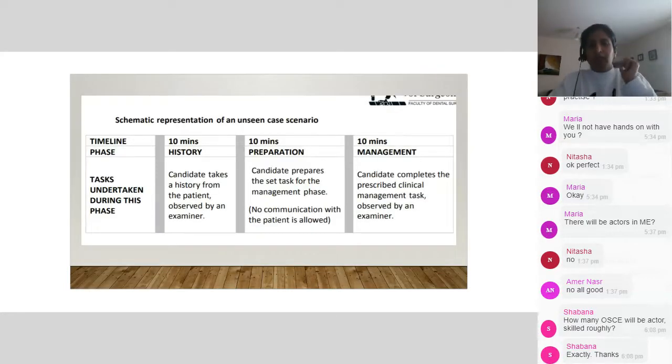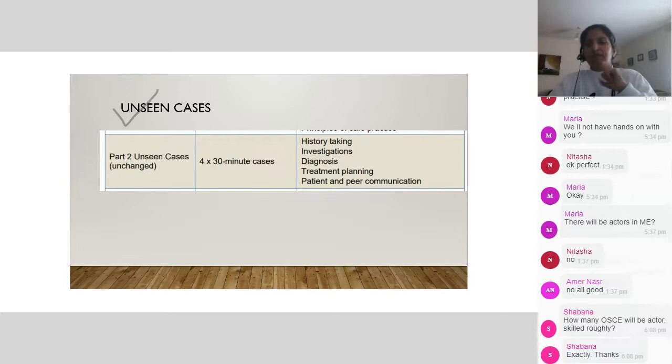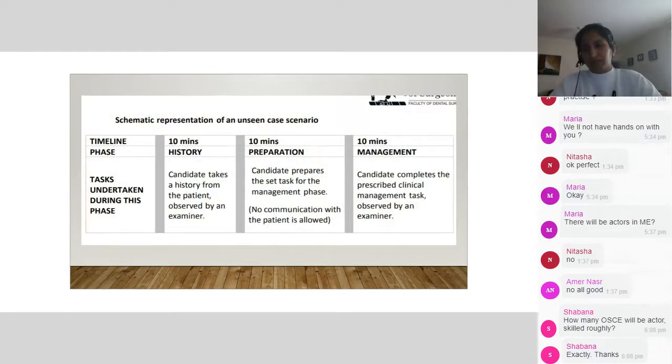Okay. Sorry. So the unseen cases, guys, is basically taking history from the patient, investigating your problem, diagnosing your problem, and giving a treatment plan. Okay, again, it is the same as diagnosis and treatment planning in ORE, but it's a little different. Here you have 4 short cases, and every case is 30 minutes long. Okay.